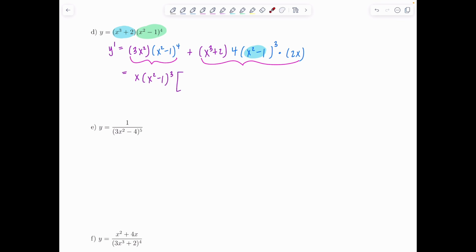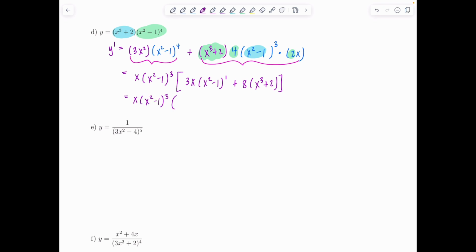Okay, so here I've taken one of these x's and I've taken 3 of these. What am I left with? I still have a 3x and x squared minus 1 to the 1st. Plus, what's left over here? I took all of these out. I took an x out. I still have a 2, a 4, and an x cubed plus 2. So that's basically 8 times x cubed plus 2. Are we all right? Beautiful. So this is x times x squared minus 1 cubed.